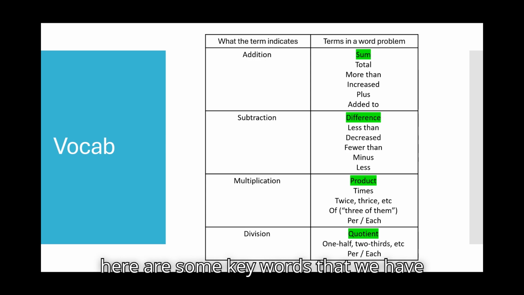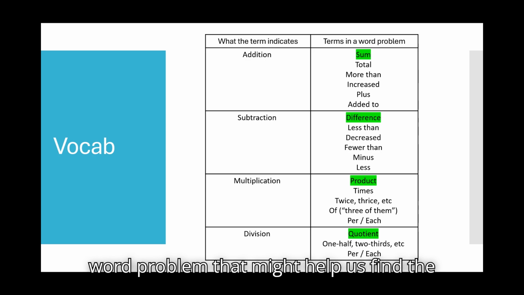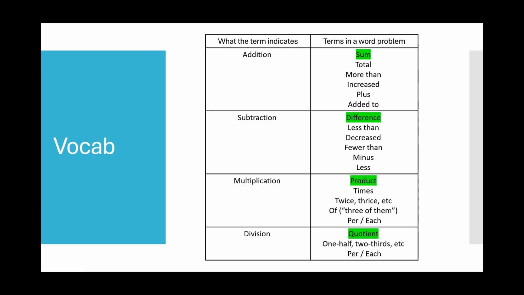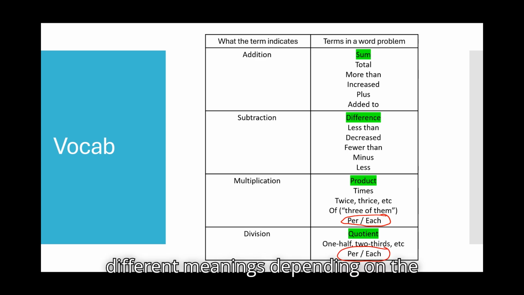So here are some key words that we have when we sit down to a math problem, a word problem, that might help us find the correlated math operation. So we've got all these lovely words that really all of them are indicating that we're going to add, or they're the answer to an addition problem. All of these lovely words for subtraction. Be careful with multiplication and division. Product and quotient, nice and reliable, but be careful with per and each. Those have different meanings depending on the context.